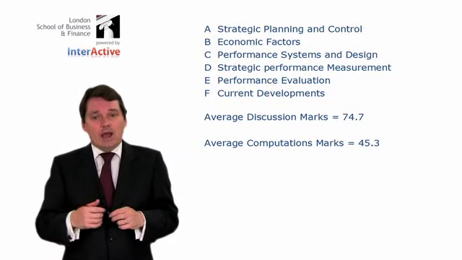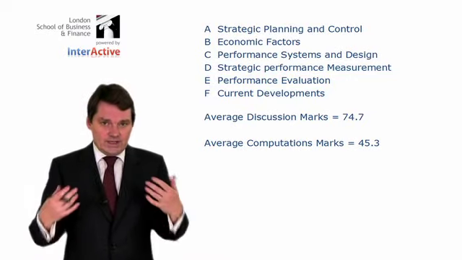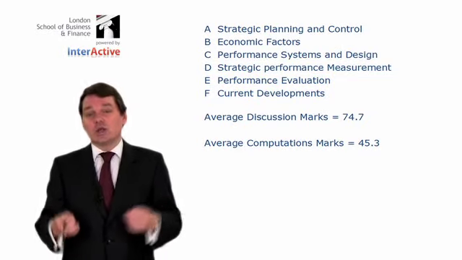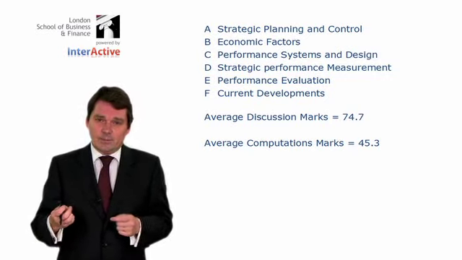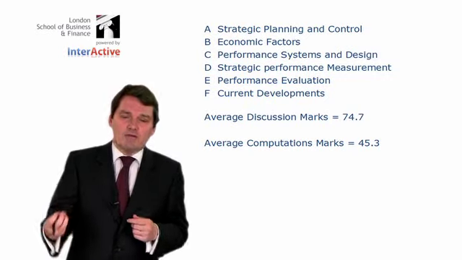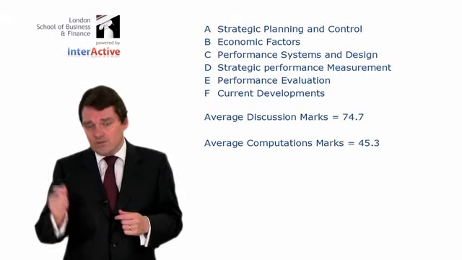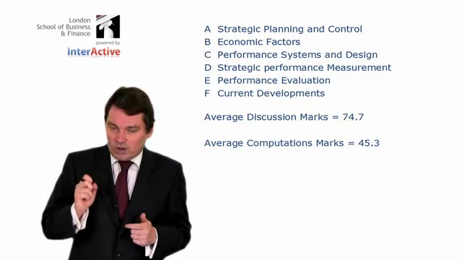Now, not only that, but I think it is useful to think about how many marks are available on the paper. The average number of marks for talking about things, for discussing, interpreting, describing things, for talking about theory, is 74.7. The average number of numerical marks for computations is 45.3. And if any of you say that doesn't add up to 100, you are quite correct.